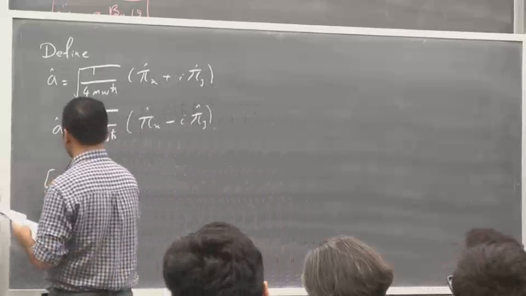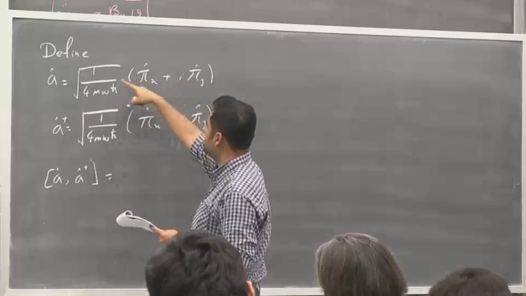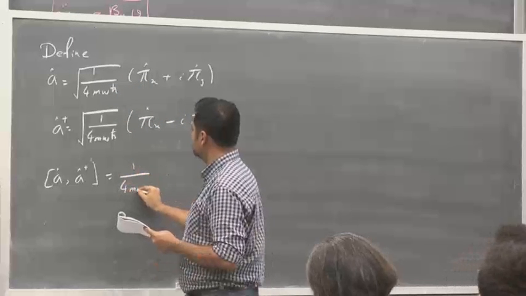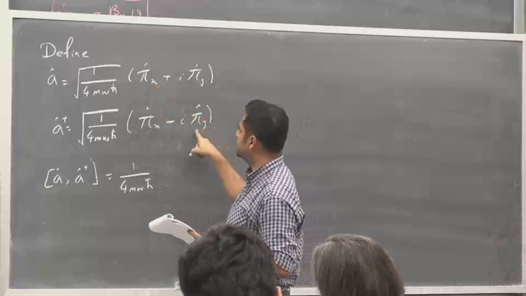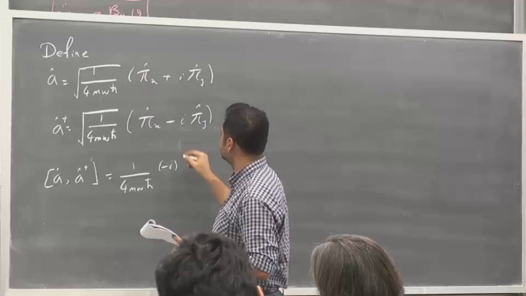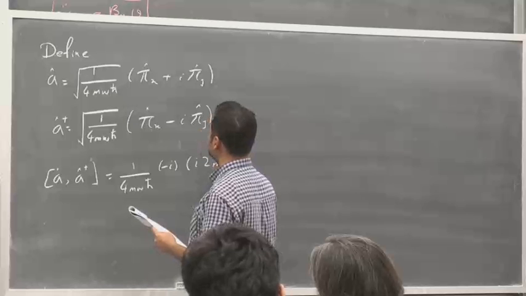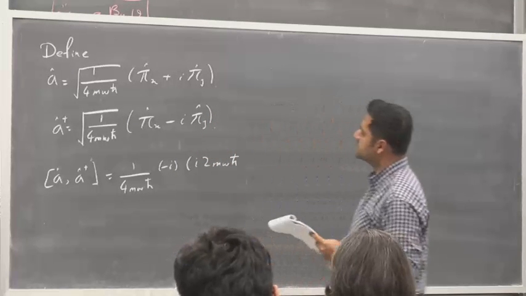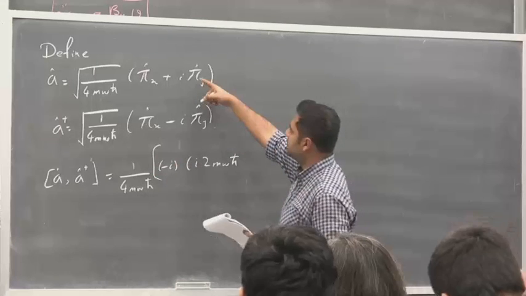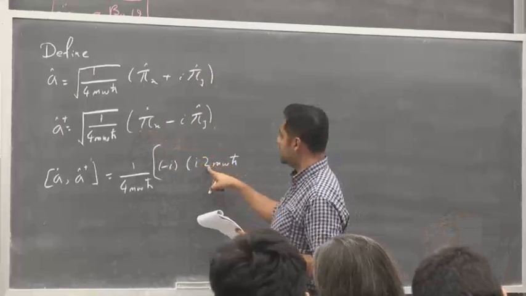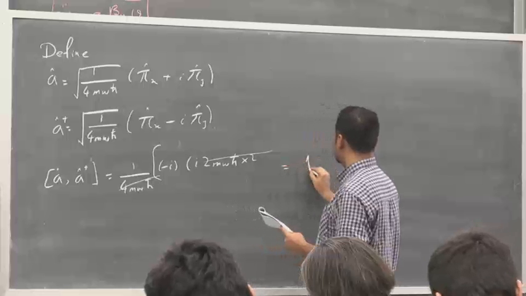This you can easily check. When I take the commutator, the cross terms like pi_x pi_y give me minus i from here, and pi_x pi_y gives me i 2 m omega h bar, and that is the same thing I have from this commutator. So 2 times this, the minus cancels, this whole thing cancels with this, and we get equal to 1.